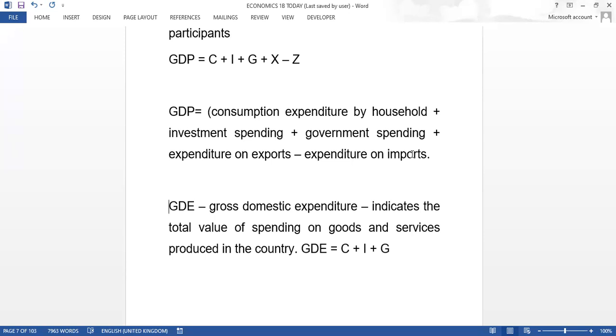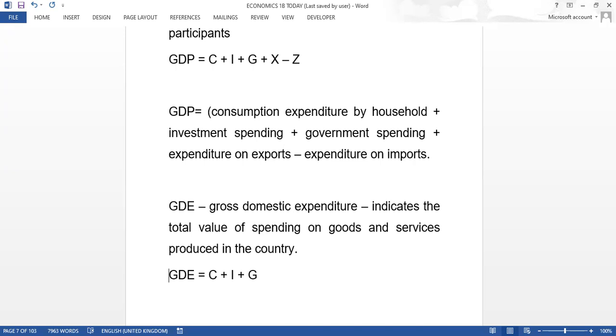We look at what is referred to as the gross domestic expenditure. So the gross domestic expenditure indicates the total value of spending on goods and services produced within the country. So we're not including the goods that are going to be consumed in the external economy, or the goods that are going to be imported from other countries into the local economy.